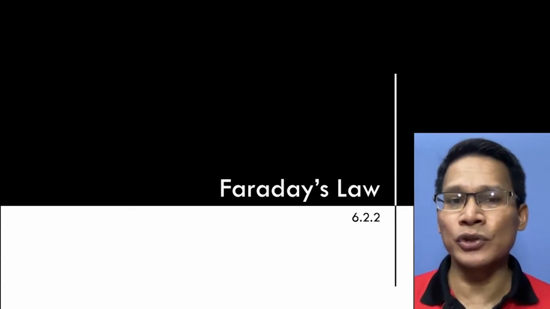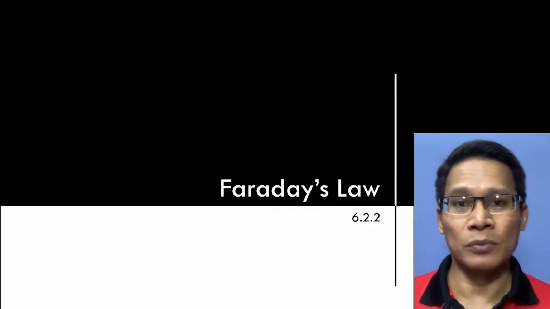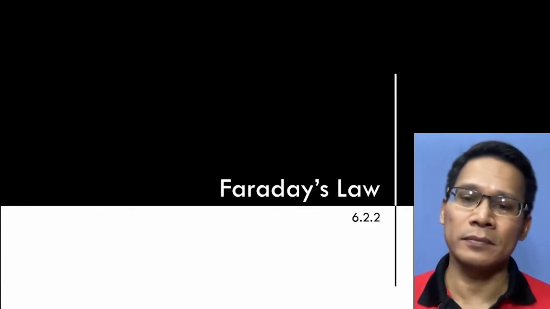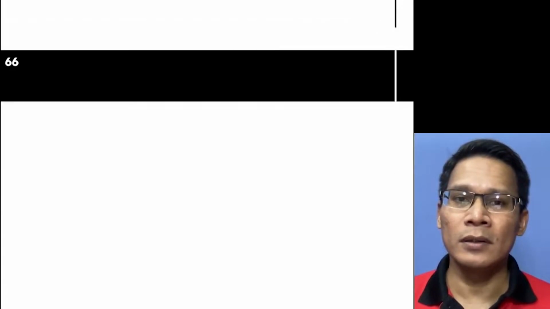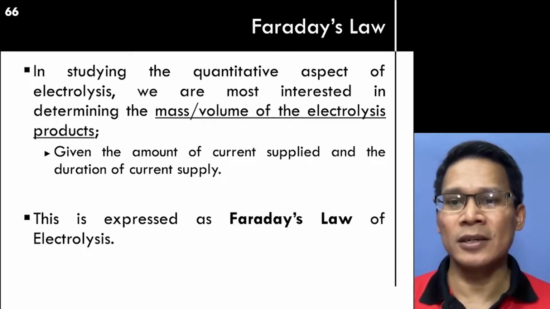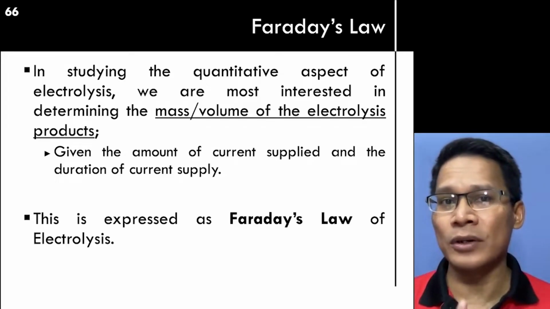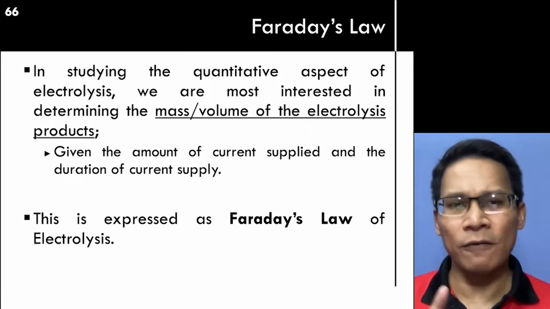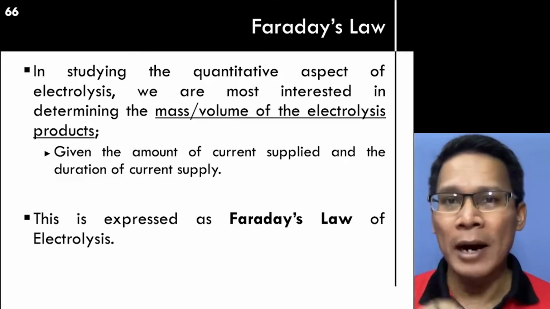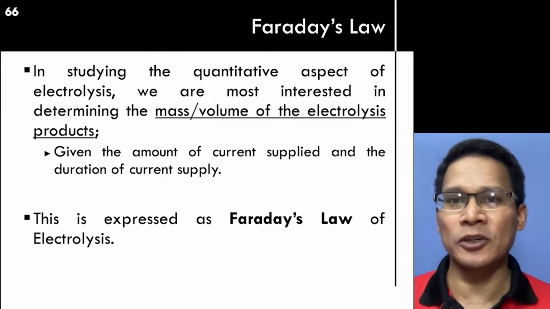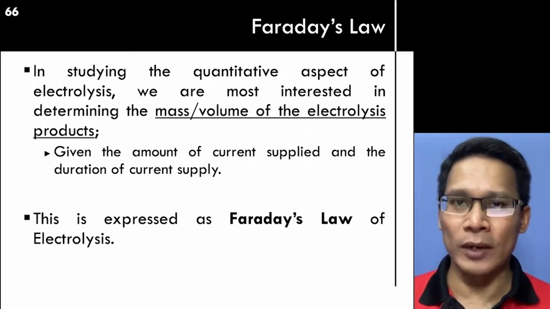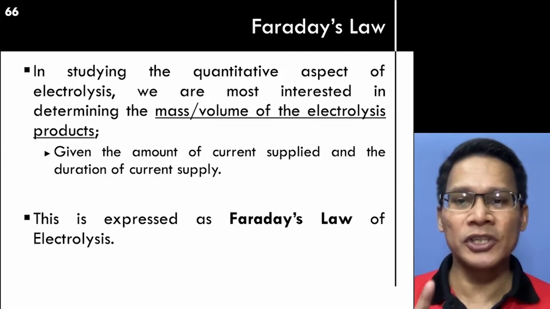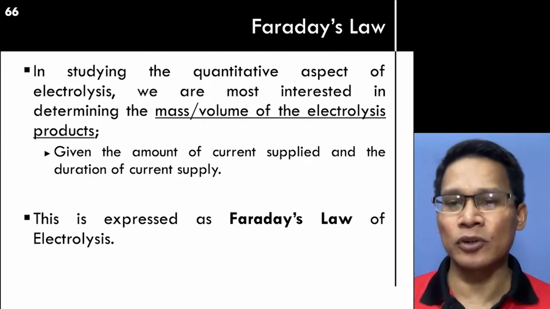We have just been introduced to the Faraday's constant. So, what is this Faraday's law? In electrolysis, we will obtain products at both the anode and cathode. It is therefore very useful for us to know the amount of products formed at each electrode. Usually, we are interested in the mass or volume of the products formed. The relationship between the amount of products formed, the current, and the duration of the electrolysis process is described in Faraday's law.